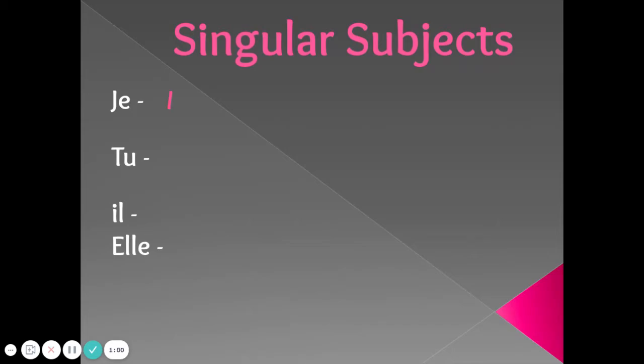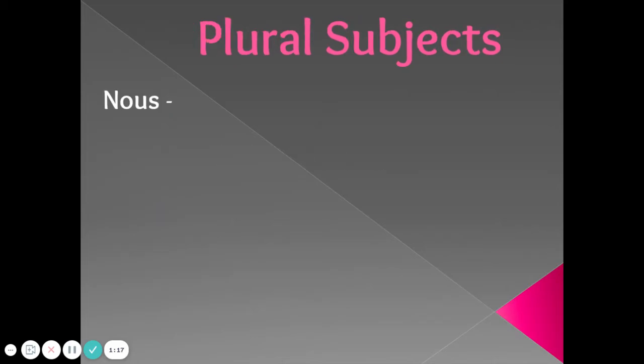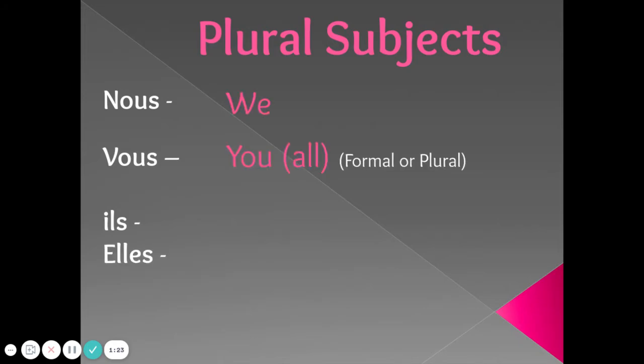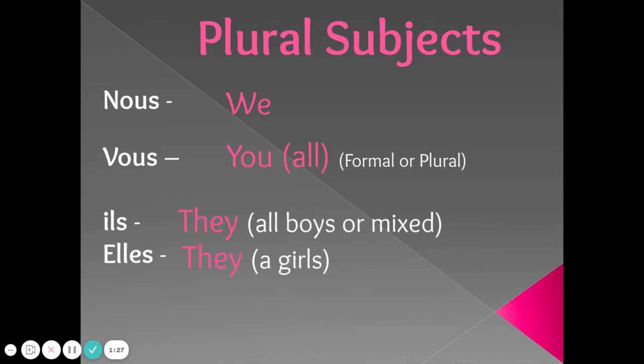Remember, you got to know your subject pronouns before you can do anything else. So je is I, tu is you, informal or singular. Il is he, and elle is she. Then you have your plural side. So that was your nous, vous, ils, elles. So we, you, all, or you, formal, you, plural. They, all boys or mixed. They, all girls, should say all.